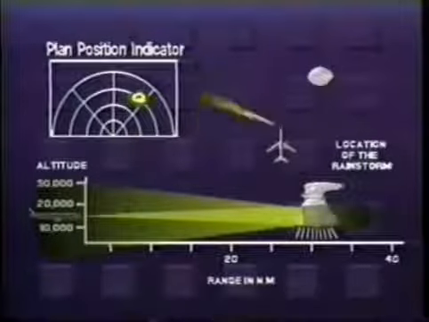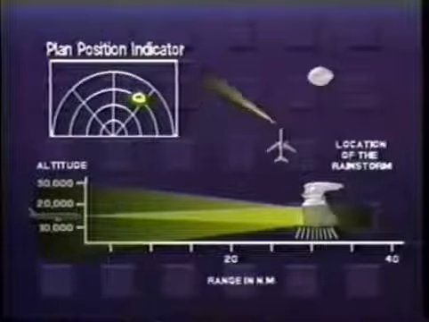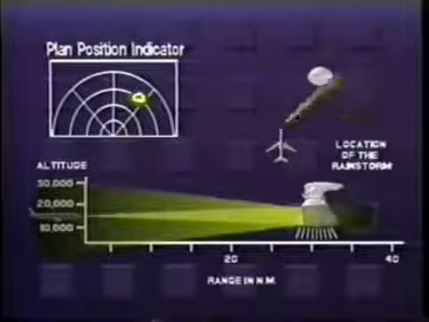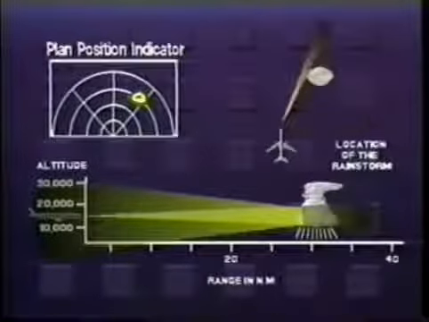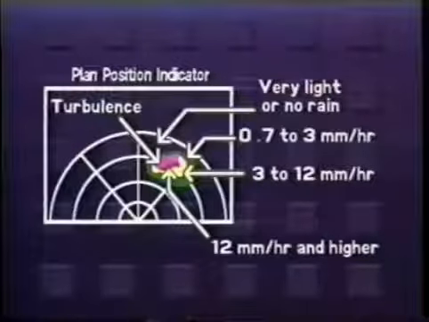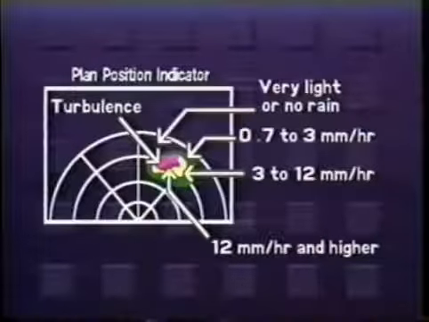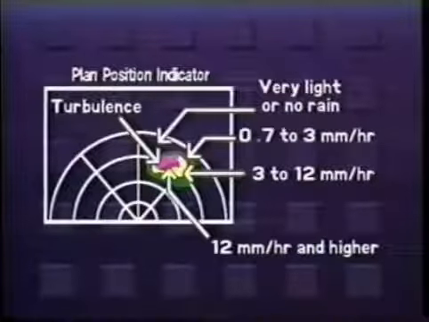As you observe weather targets on the radar display, you see them in their broadest dimensions. The higher the rainfall rate within a storm, the larger will be its radar reflection. When the radar system is in the weather mode, it's calibrated to display the different rainfall rates as different colors. Black is very light or no rain.